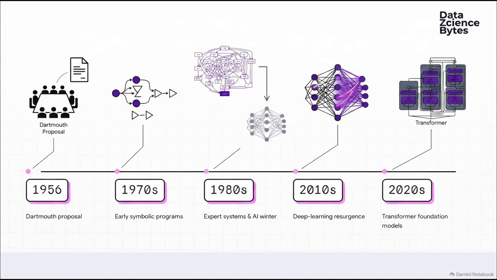To really ground this in reality, let's look at a concrete timeline. 1956, the Dartmouth proposal sets the stage. The 1970s bring us early symbolic programs. The 1980s bring that huge boom of expert systems, followed almost immediately by the bust of the AI winter. The 2010s trigger a deep learning resurgence. And the 2020s? Boom, the era of transformer-based models. It really is a striking picture of decades of uneven, cyclical progress.